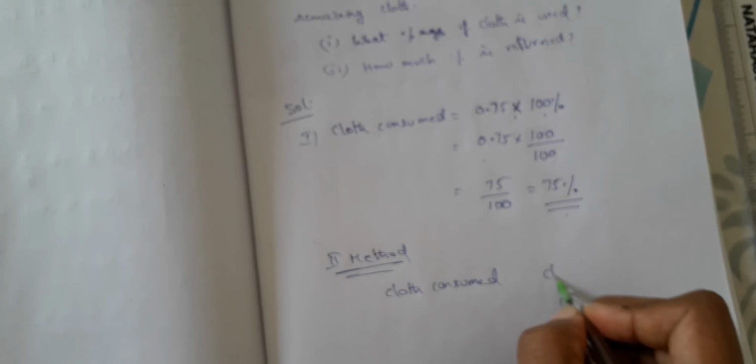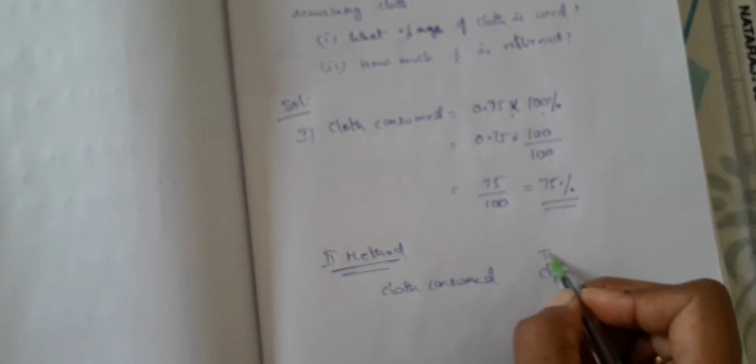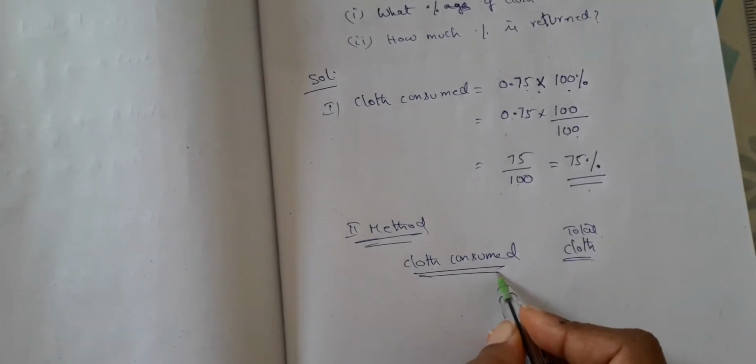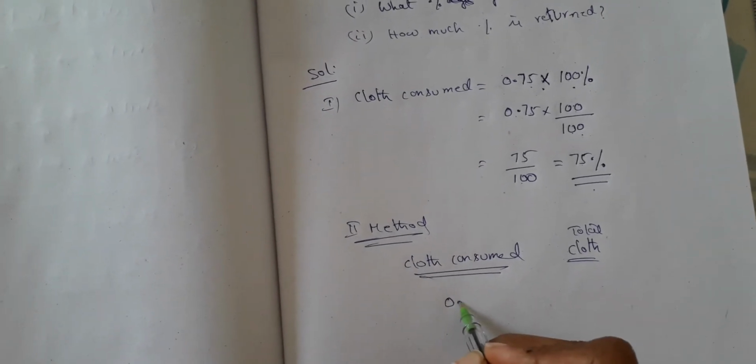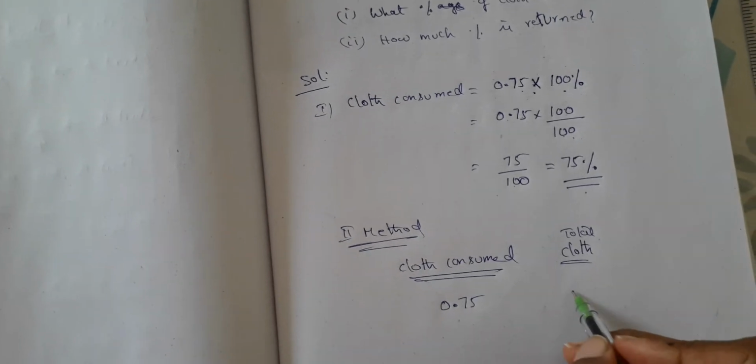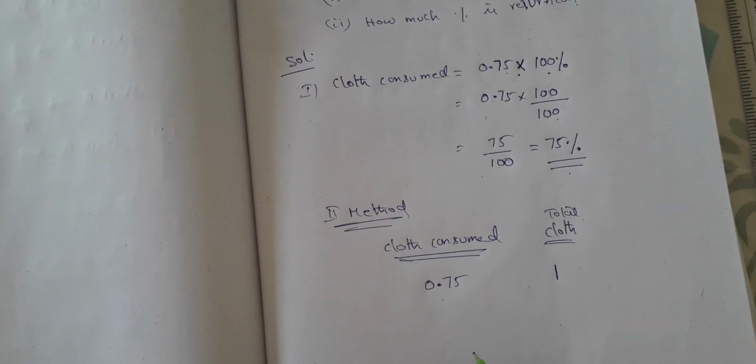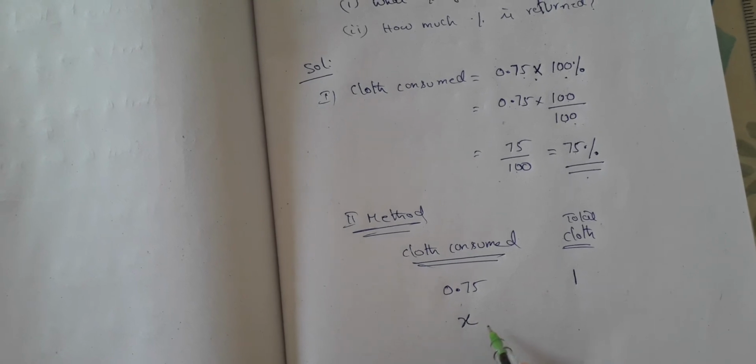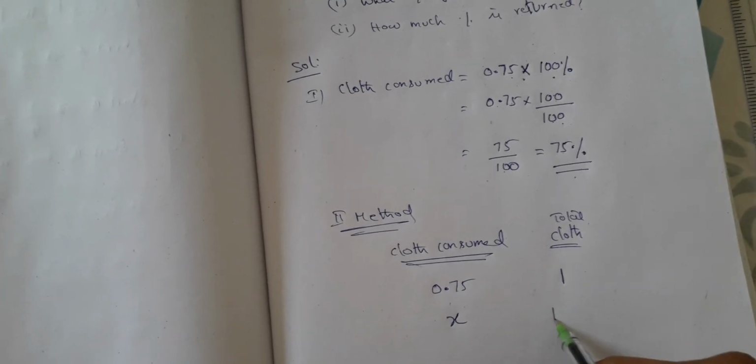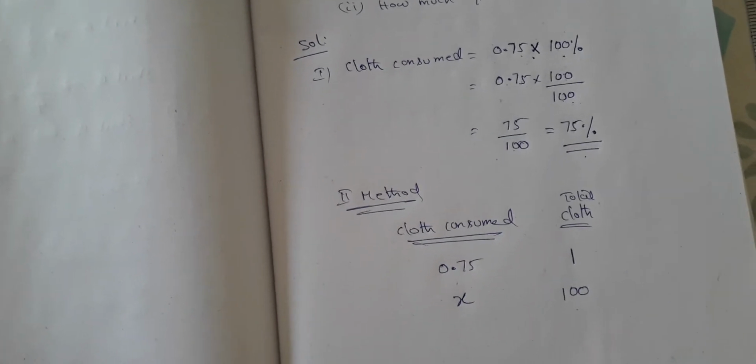Cloth consumed I'll take as one column, and total cloth as another column. Under cloth consumed, 0.75; total cloth, 1 meter. We don't know how much is consumed for 100 meters. This is the meaning, isn't it?